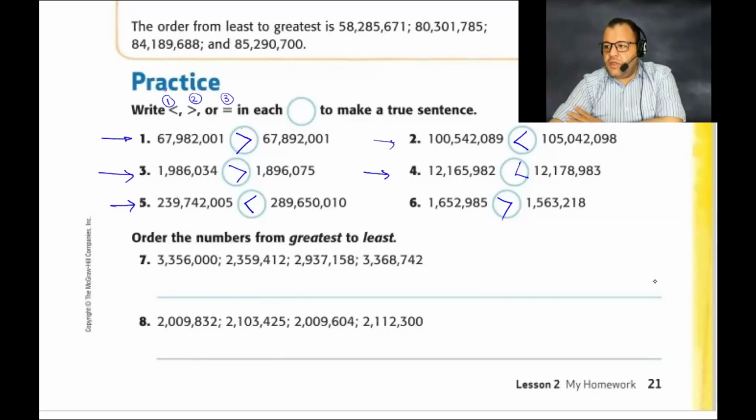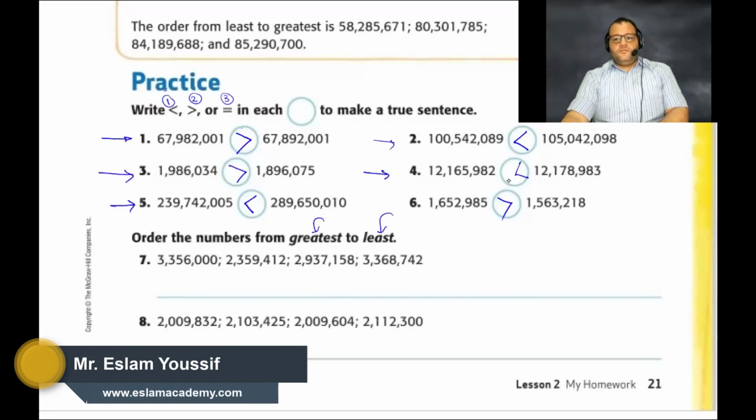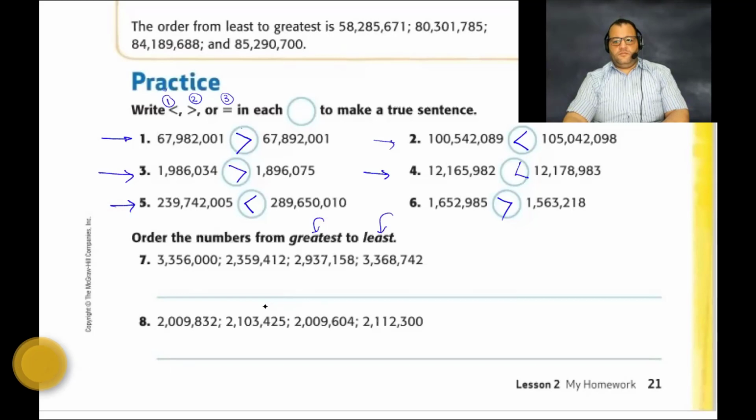Muhammad Tamer, solve with me number seven. Yes, I need to arrange from the greatest to the least, from the greatest number to the smallest number. Just give me the order. Okay. 3,356,000. This is the greatest number.